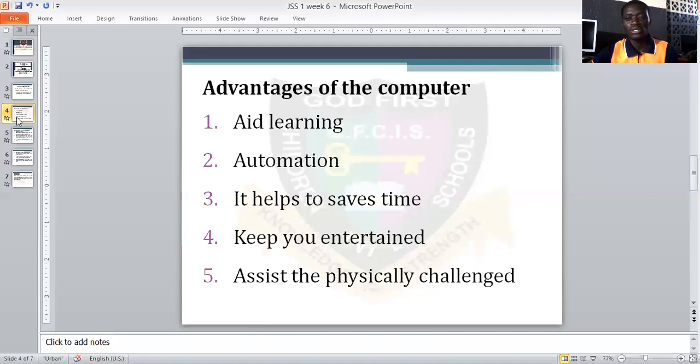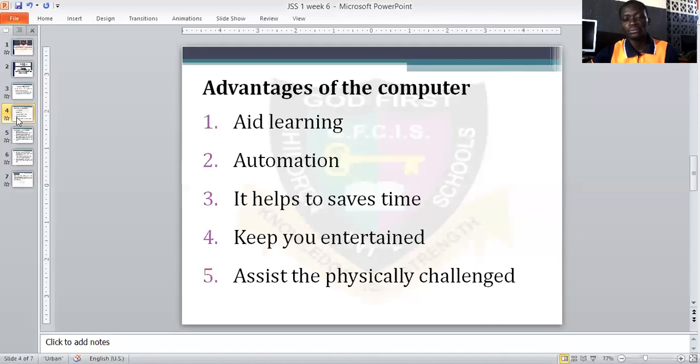Now, the video you are currently looking at is one of the advantages of the computer. It's helping us to learn better. It is helping us to explore better ways of teaching ourselves. It's helping us to get better ways of communicating with one another. So one of the advantages of the computer is that it aids learning.